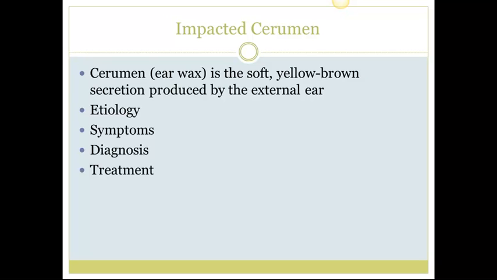Impacted cerumen, also called earwax, is a soft yellowish-brown secretion produced by the external ear. Generally, these secretions are orangish yellowish-brown, but I have seen anywhere from green to black. Etiology is skin dryness, excessive hair in the ear canal, or a narrow ear canal.